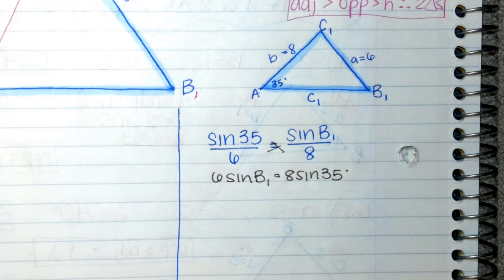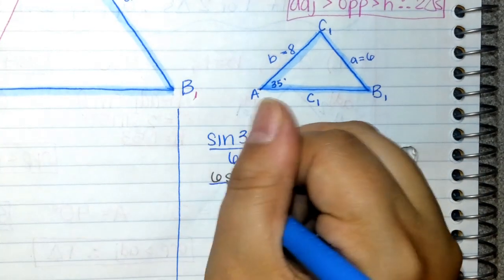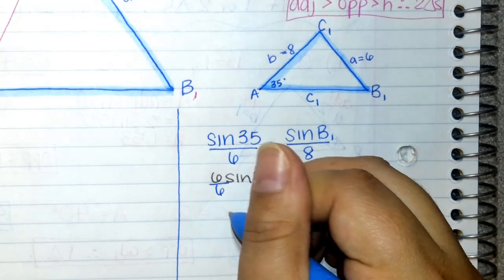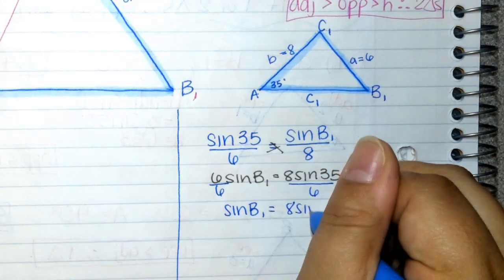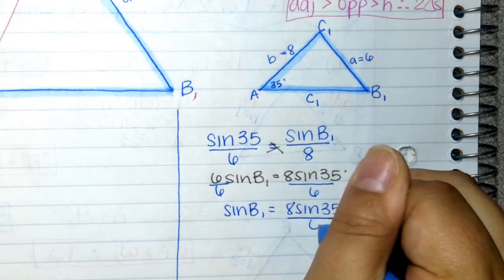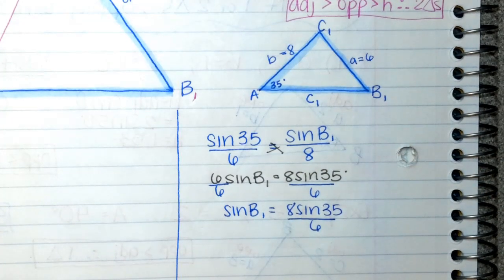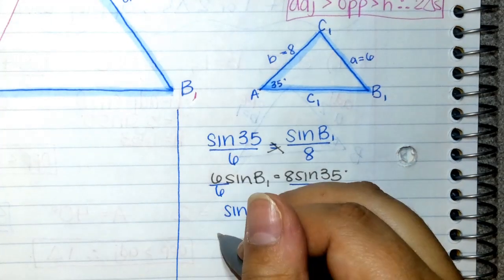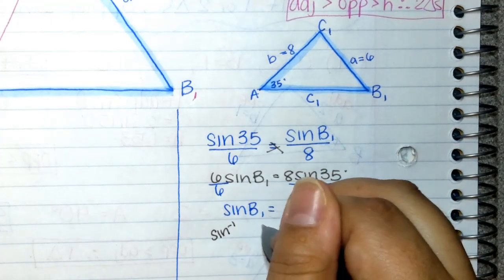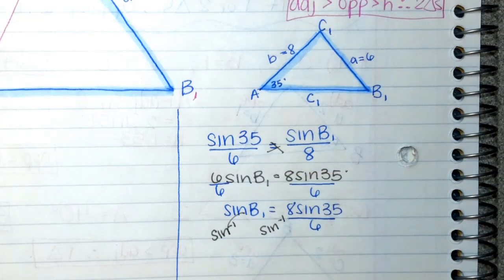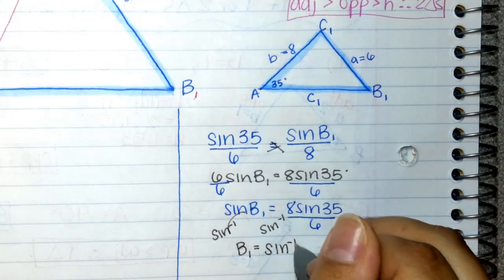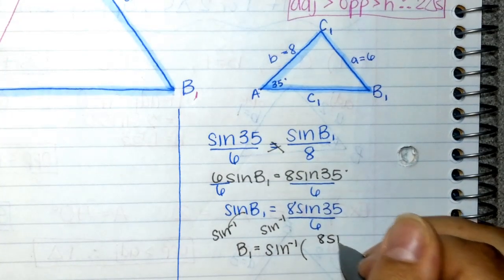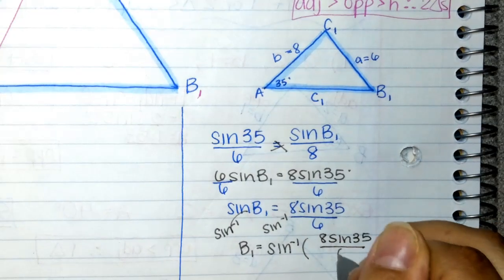And then divide by 6. And then I'm going to inverse. Am I going too fast? So B1 in your calculator, you're going to do inverse sine of 8 sine of 35 over 6.